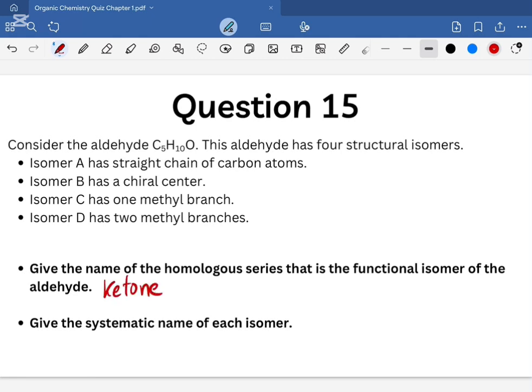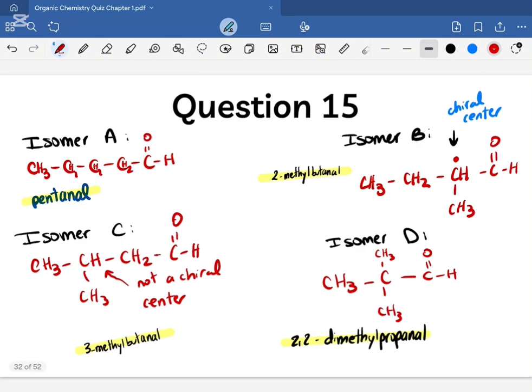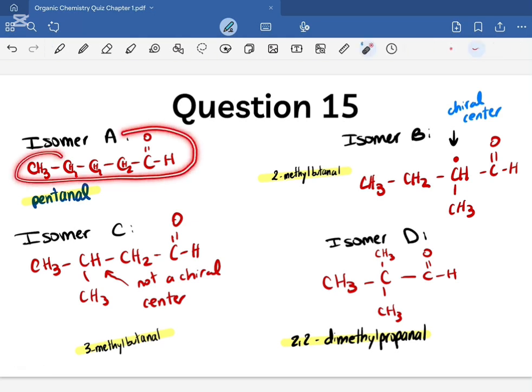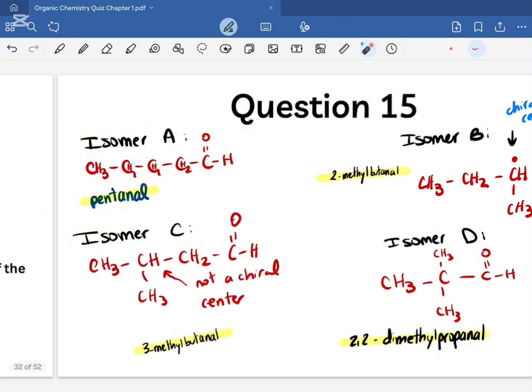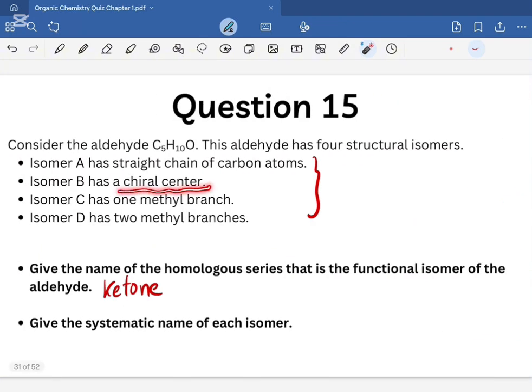Give the systematic name of each isomer. So we have to draw these isomers and we have to give their names. Now for A, it's going to be a straight chain. So this is isomer A. We're going to have a straight chain. This is actually pentanal.